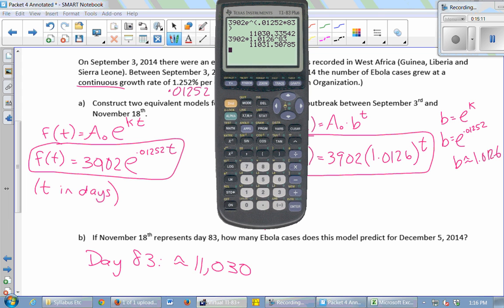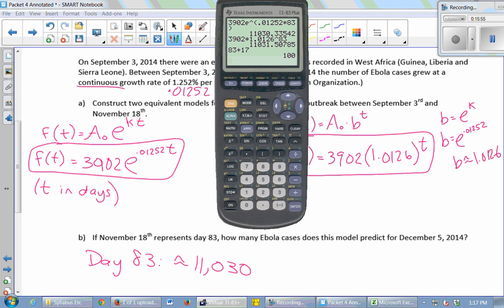But I'd like to make a prediction for December 5th. So how many days are there between November 18th and December 5th? 17. So we've got the 19th we already counted as day 83. So we've got 19, the 18th, you're right. So we've got 19, 20, 21, 22, 23, 24, 25, 26, 27, 28, 29, 30. 30 days has September, April, June, and November. Okay, then December 1, 2, 3, 4, 5. So I think 17 days. All right, so I need to add 17 to 83. So that makes 100 days. 100 days after September 3rd.